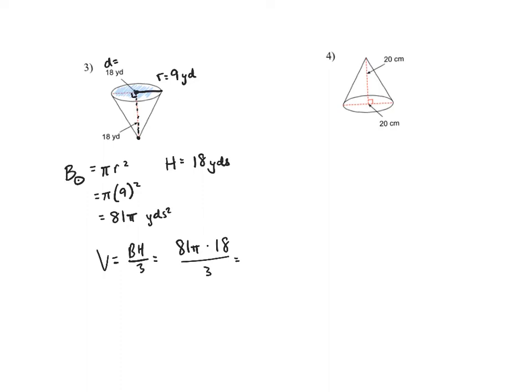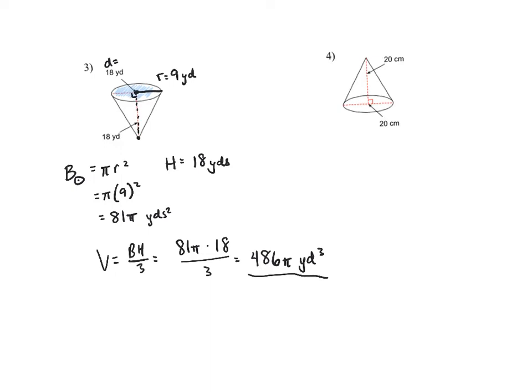So, in terms of pi, my answer could be 81 times 18 divided by 3. It could be 486 pies. Notice I still have the pi floating around. This answer is in terms of pi. So 486 pi cubic yards is a good answer in terms of pi.